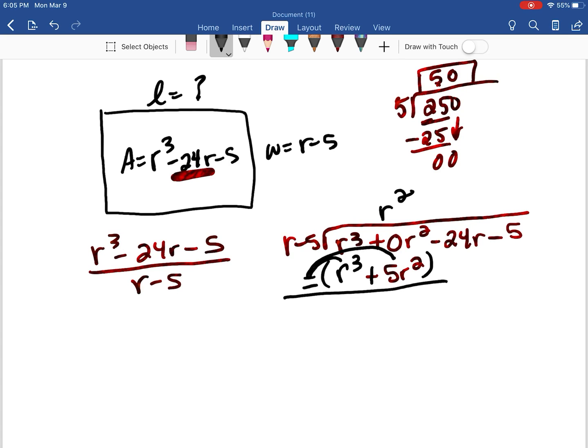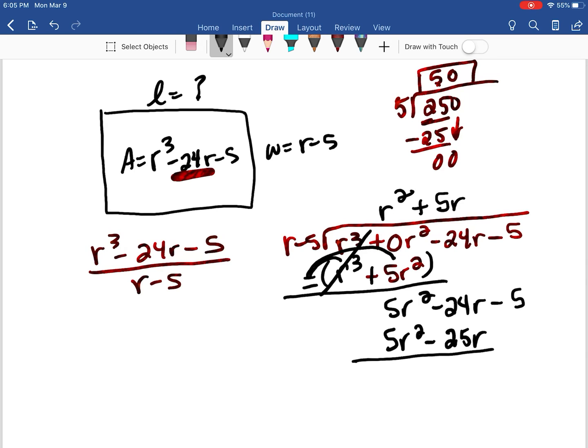r cubed minus r cubed is 0. 0 plus 5r squared gives me plus 5r squared. We don't need to write that 0, and technically we don't need to write the positive. I'm going to bring down my minus 24r and then the minus 5. Now r goes into 5r squared positive 5r times. 5r times r gives me 5r squared, and 5r times negative 5 gives me negative 25r.